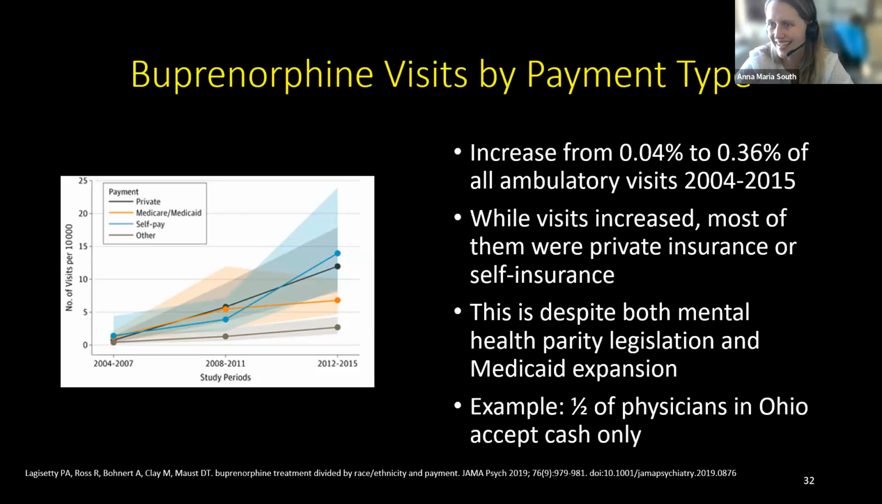Medicaid, those types of insurances. And the example they used in this article was what they found out was one half of the physicians in Ohio who were prescribing buprenorphine were accepting cash only. So there are severe socioeconomic disparities as well.